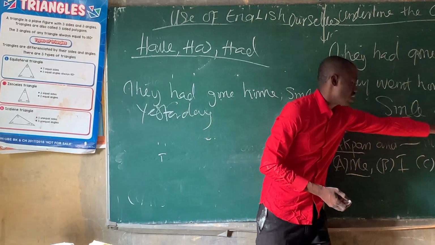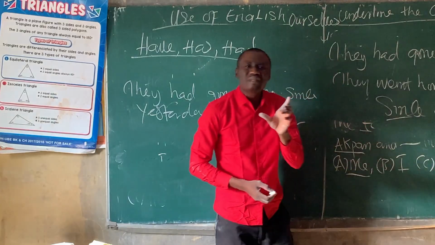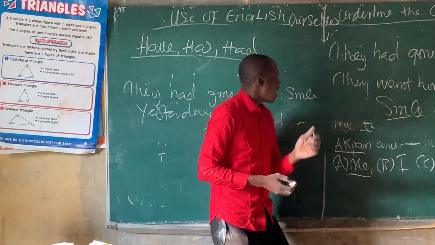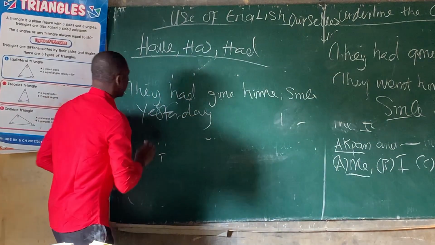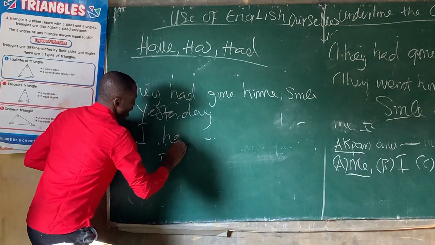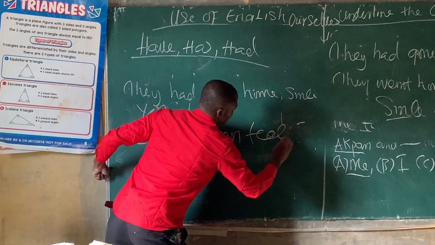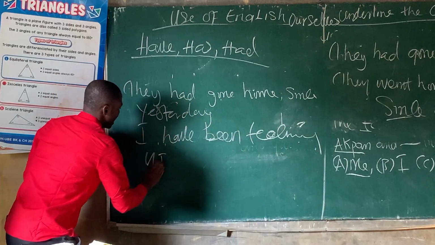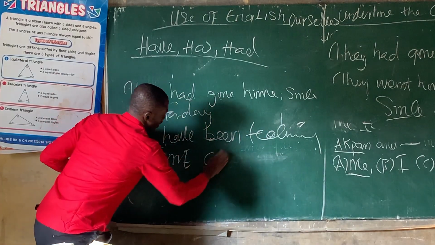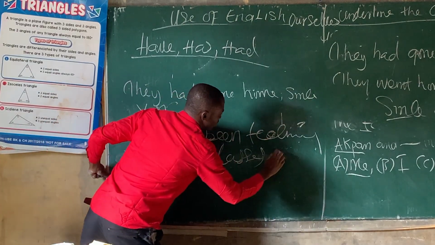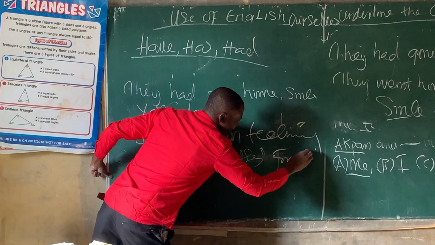But when you have for, it's talking about the specification of number. Like, look at this: I have been teaching UTME classes for 16 years.